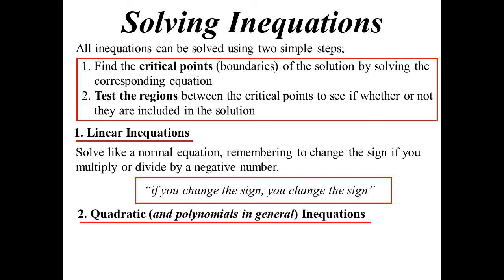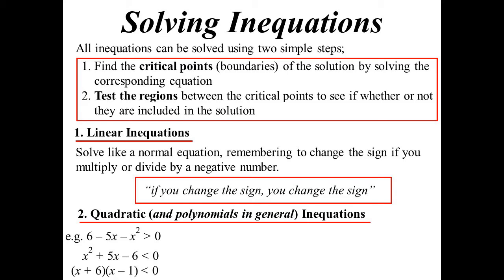Then we moved on to quadratic inequations, and polynomial ones in general for that matter. Something like this: 6 minus 5x minus x squared is greater than 0. I don't like solving negative quadratics. I don't know what it is about it. I'm factorising it, so I turn it into a positive. But if I change the sign, I change the sign. So it's x squared plus 5x minus 6 is less than 0.